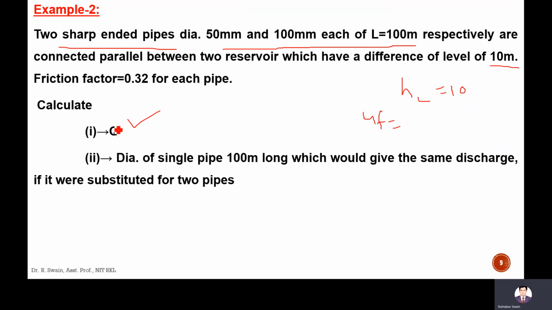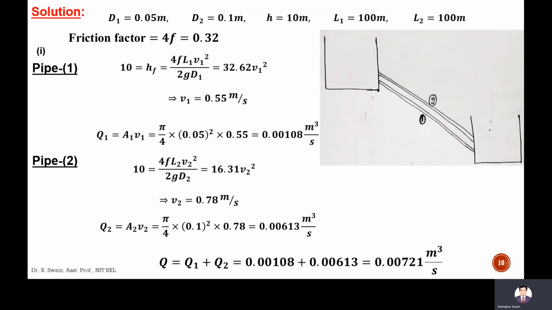Means total discharge we have to calculate. And the dia of a single pipe 100 meter long, which would give the same discharge if it were substituted for the two pipes. If you substitute these two pipes with one single pipe and the length is 100 meter, then what should be the diameter? So let's solve this problem.